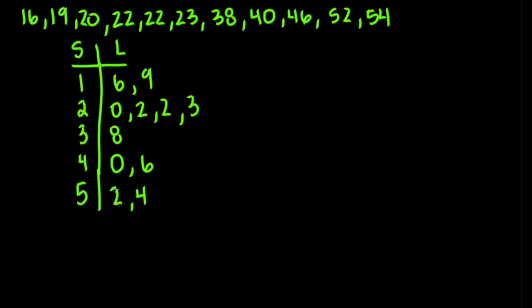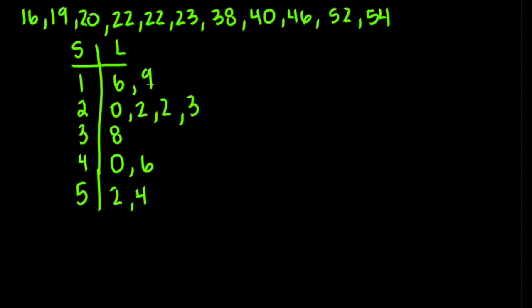Now, instead of ending our problem here, let's try to find the mode, the median, and the mean just by looking at this stem and leaf plot. So we know that the mode is the number that occurs the most often. By looking just at the leaf side, we can see that the number 2 occurs twice.